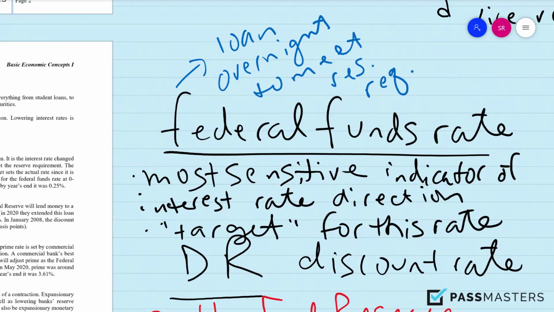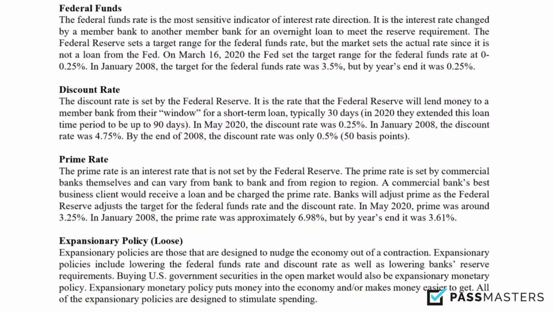Let me give you a couple of examples that I think will help with these interest rates. Federal funds rate: on March 16th, 2020, the Fed set the target range for the federal funds rate at 0 to 0.25%. That's like zero. It's really low. It's as low as it can go.